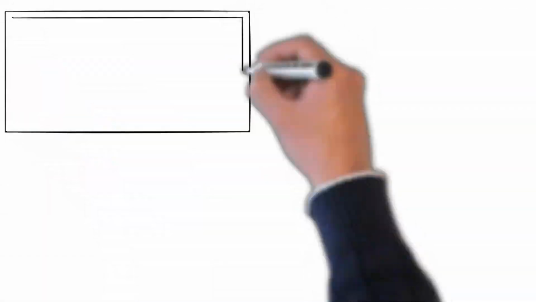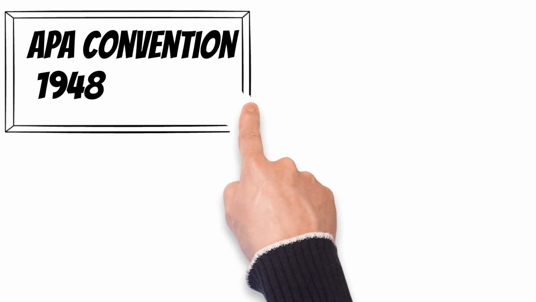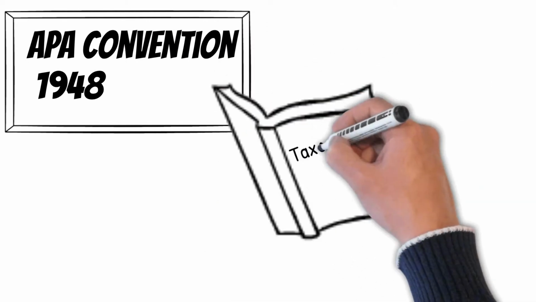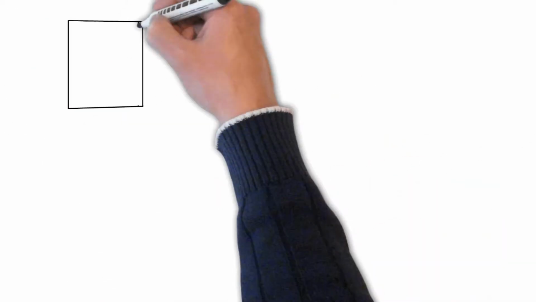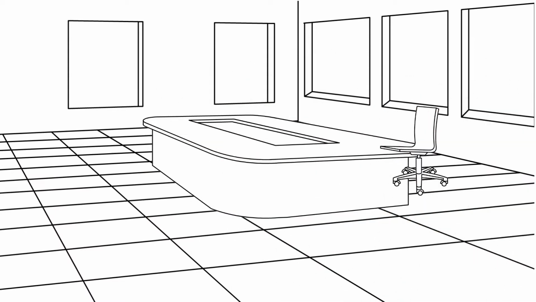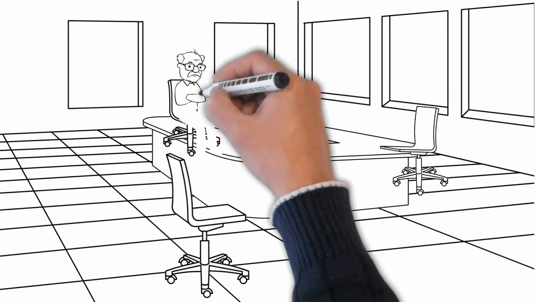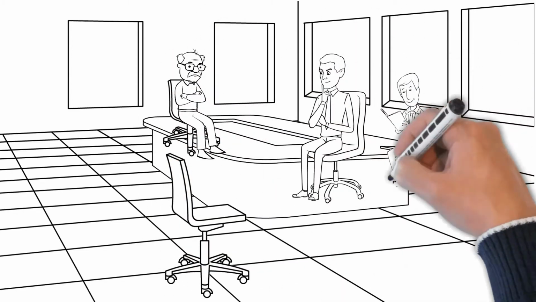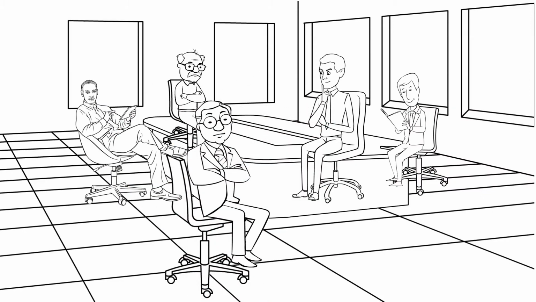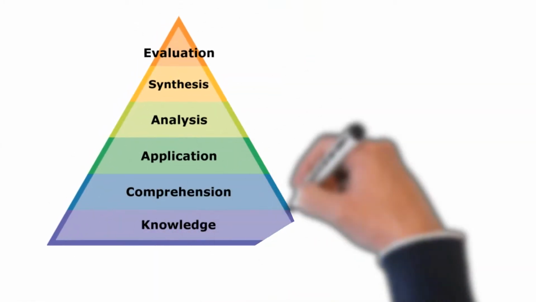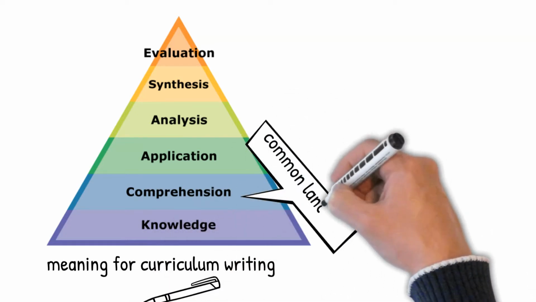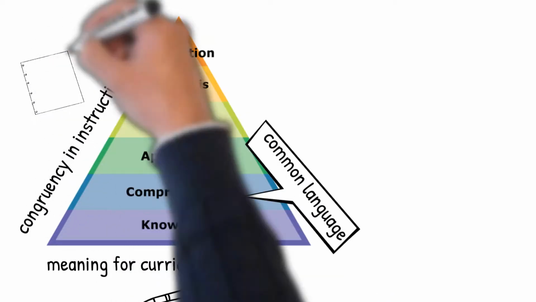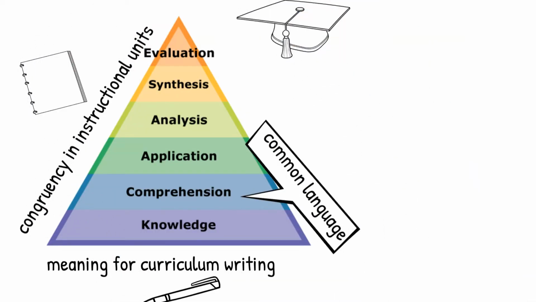At an American Psychological Association convention in 1948, a group of educators began writing the original book, Taxonomy of Educational Objectives. The book was published 8 years later in 1956 after being contributed to by 34 educators. Only 4 are mentioned by name, in addition to Benjamin Bloom: Max Englehart, Edward Furst, Walter Hill, and David Krathwohl. The original taxonomy creates a foundation to give meaning to curriculum standard writing, provides common language among all educational levels, produces congruency in instructional units, and encourages in-depth educational possibilities.